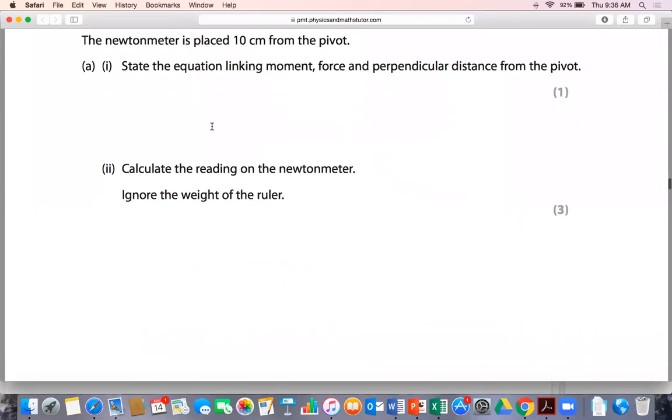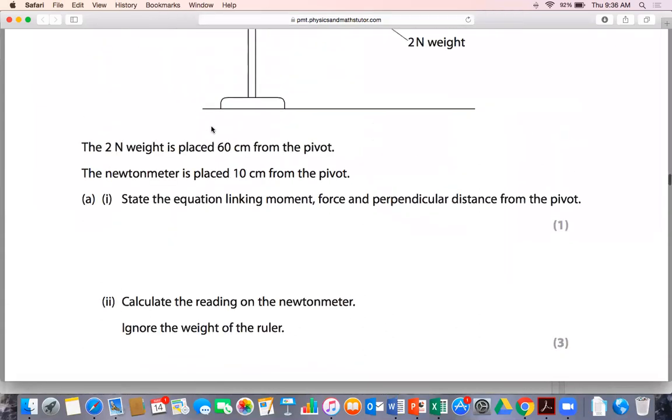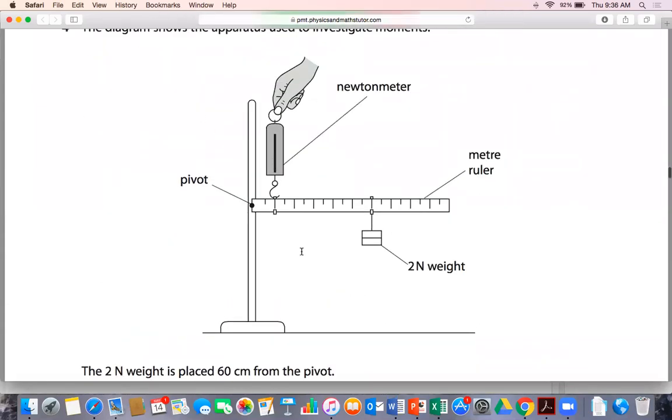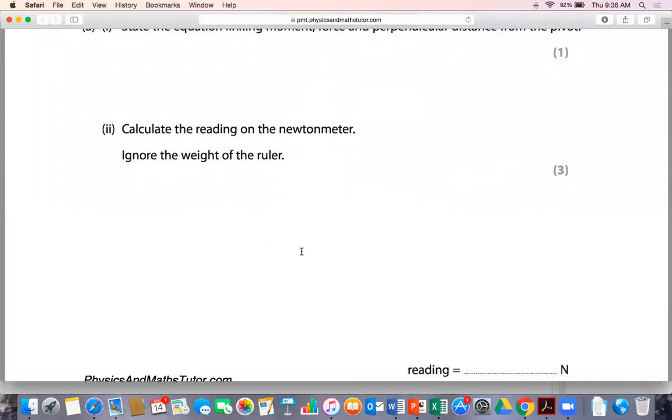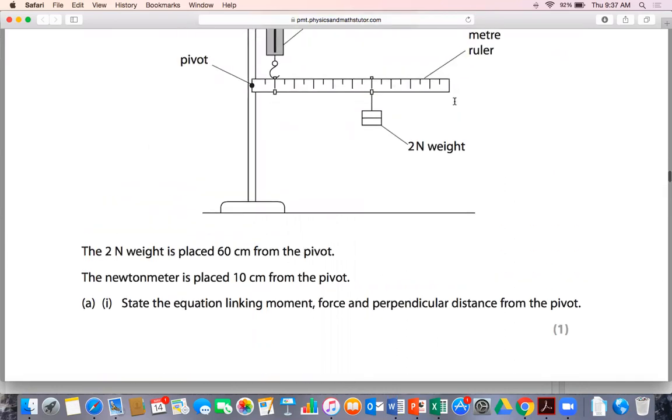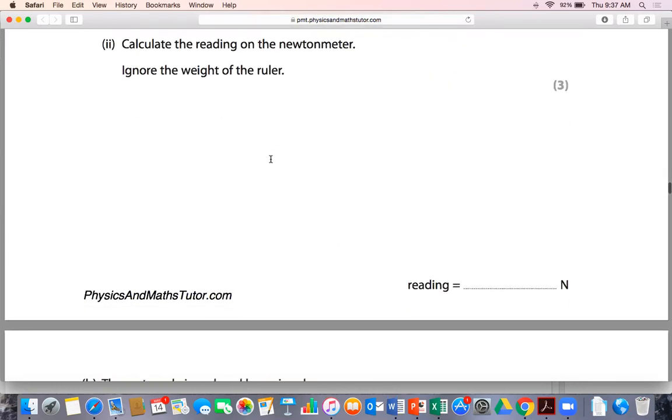Okay, next, calculate the reading on the Newton meter. Ignore the weight of the ruler. So what will the reading on the Newton meter be? What did you all get? Anyone? What principle are you using here? If you see, all this is balanced. So you want to equate the anti-clockwise moment to the clockwise moment. Yes. Clockwise moment equals anti-clockwise moment.